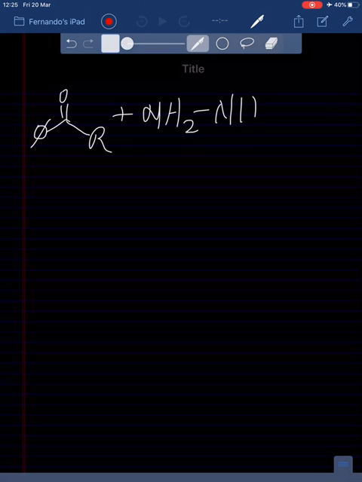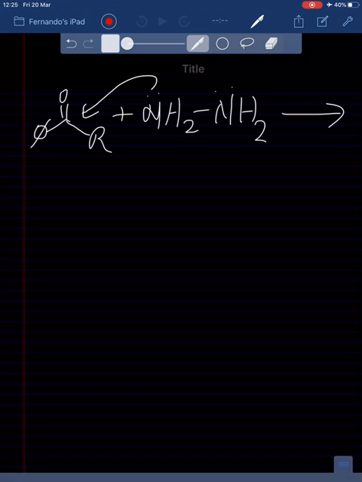I have my nitrogen, my H2, and my two lone pairs. Thank you very much. So what is going to happen is pretty simple to deduce. I have a carbonyl group which has a partial positive charge, and the lone pair of nitrogen is nucleophilic, so it will perform what? A nucleophilic attack. There you go. We already know that. No news.